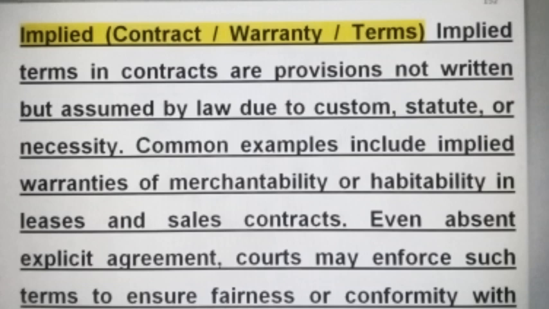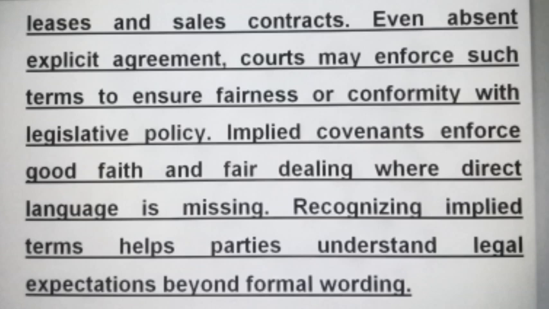The next term is implied. Implied: a contract, warranty, terms, etc. Implied terms in a contract are provisions not written but assumed by law due to custom, statute, or necessity. Common examples include implied warranties of merchantability or habitability in leases and sales contracts.